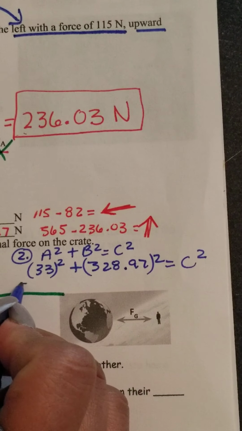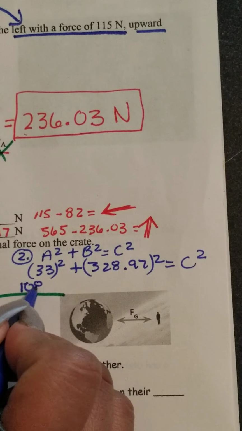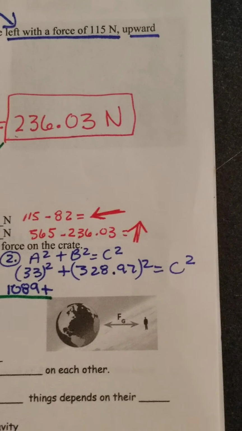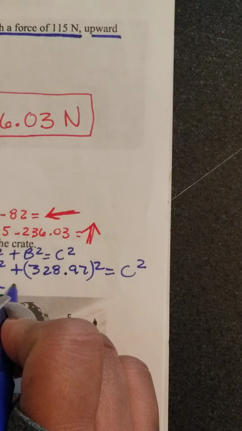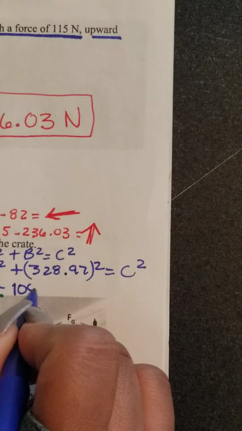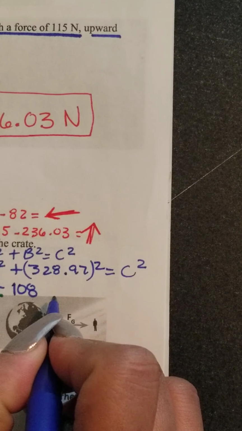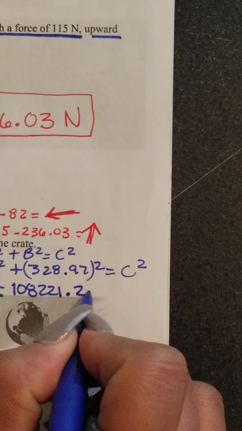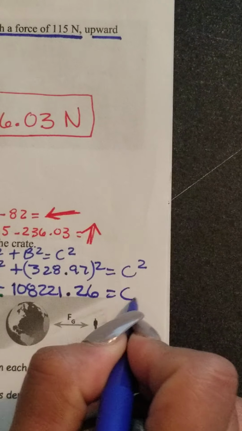So this comes out to 1,089 plus 328.97 times 328.97 equals, this side comes out to 108,221.26 equals C squared.